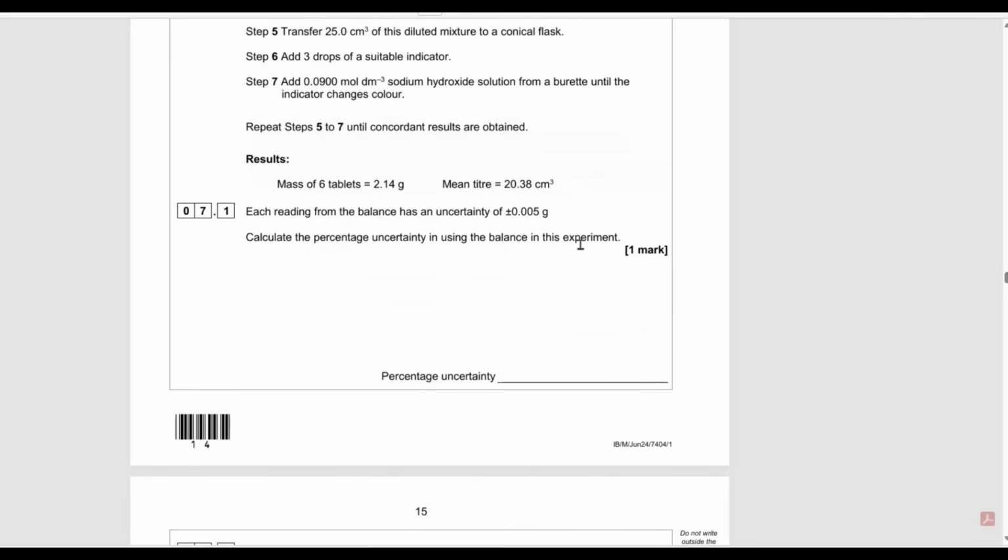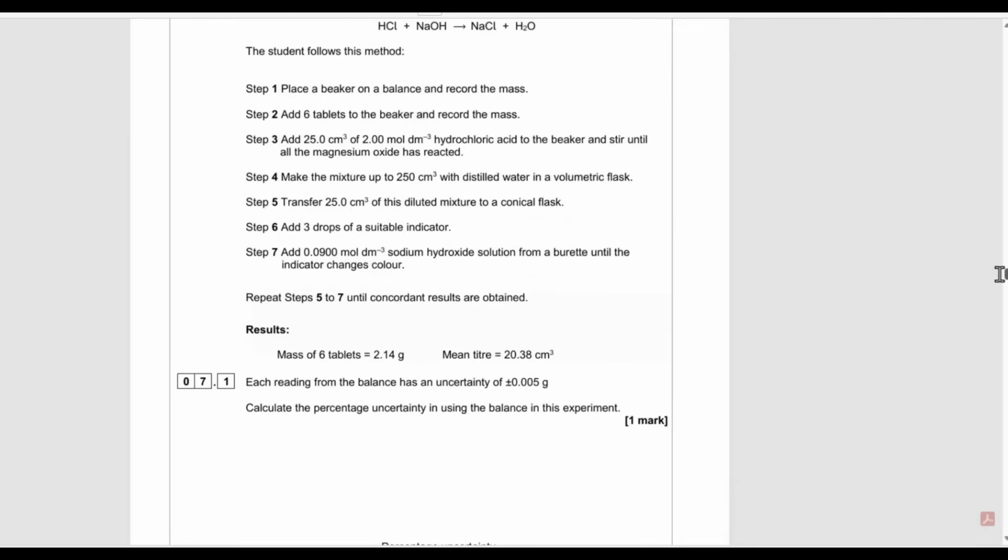Here are the results. Mean mass of the tablet 2.14, mean titer 20.38. Each reading from the balance has an uncertainty of 0.005. Calculate the percentage uncertainty. So what we need to appreciate here, folks, is that the balance was used twice. Once to record the glass beaker on its own, and then the beaker with the 6 tablets. So they got 2 readings. So when you calculate the uncertainty, you need to take into account the number of readings used to do the measurement.